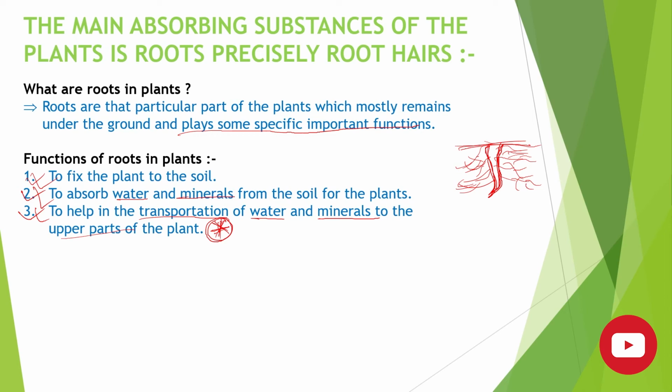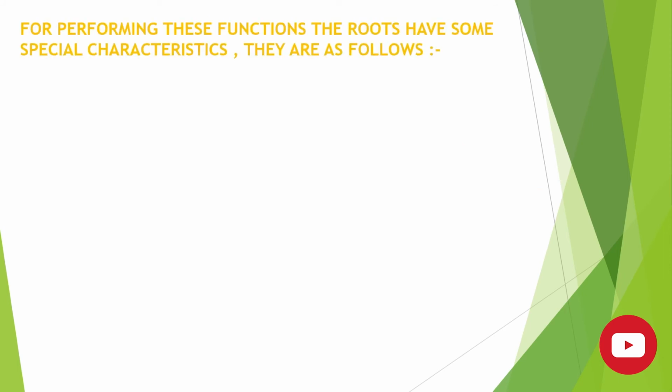Now, for performing these functions, roots also need certain modifications, certain characteristics, certain weapons, you all can say. What are those weapons? Those weapons are nothing but the characteristics that they have. Some special characteristics, definitely, which are only present in roots of a particular plant. So let us look into the special characteristics of the roots for performing the important functions in the plants.